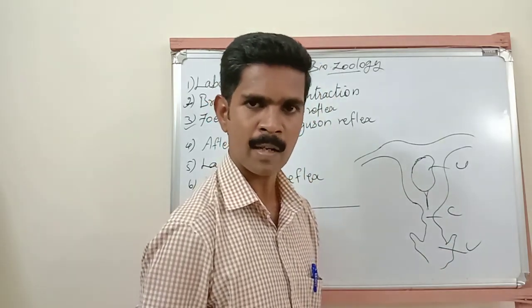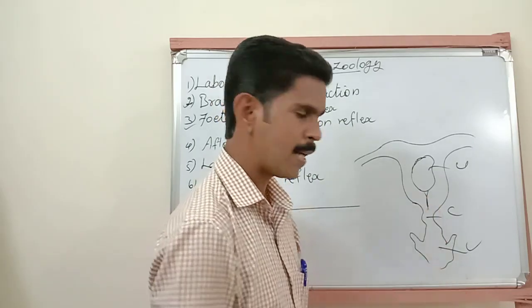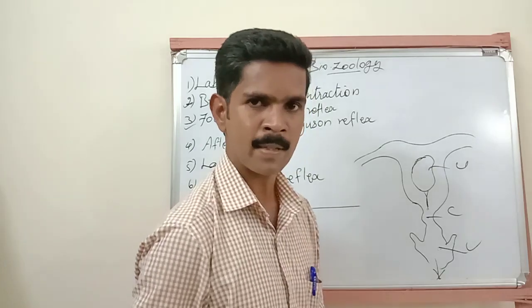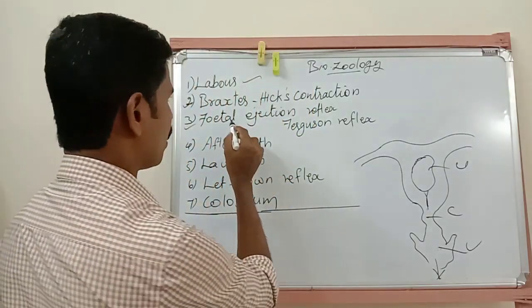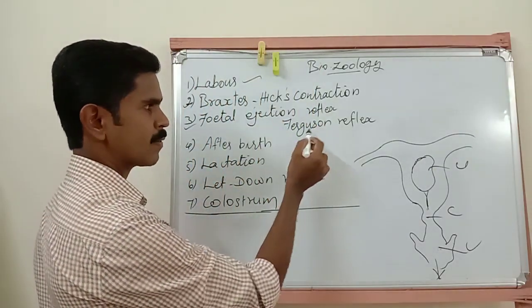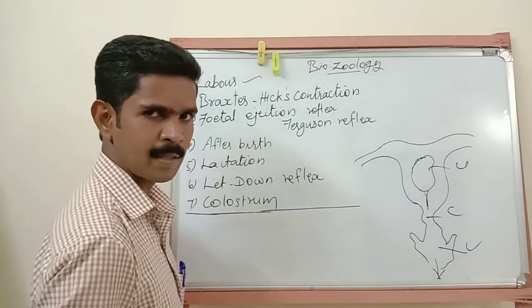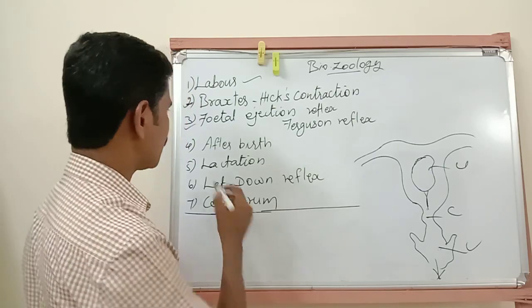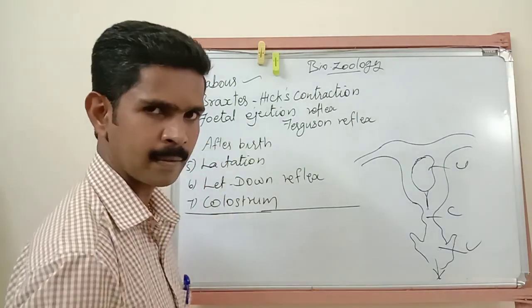Automatically the well-developed baby is coming outside through the cervix and vagina. So, this reflex is called fetal ejection reflex, otherwise called Ferguson reflex. Understand?